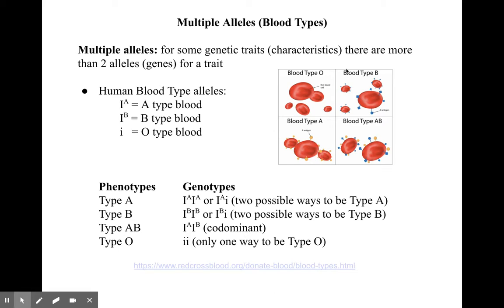So when you're looking up here, what does that really mean? Well, it's all about these proteins that stick to your red blood cells. So this is a picture of a red blood cell. Type O has no proteins. Type A has the A protein. Type B has the B protein. And type AB has A and B protein on the blood cell.